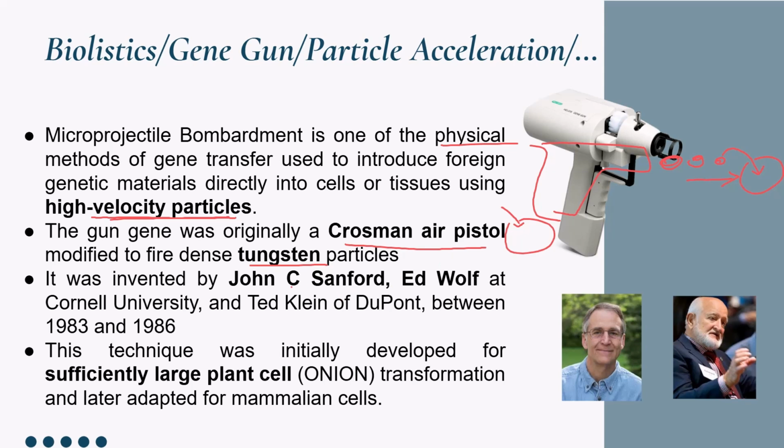It was invented by John C. Sanford and E.D. Wolf at Cornell University between 1983 and 1986. Initially it was developed for sufficiently large plant cells; onion cell transformation was the experiment that they did. As you can see, the onion cell is a plant cell, and we are shooting with a gun that has some power, right? So it can penetrate the cell wall, that double hard cell wall of the plant cell. So it can be used for plant cells. That's what I wanted to say.